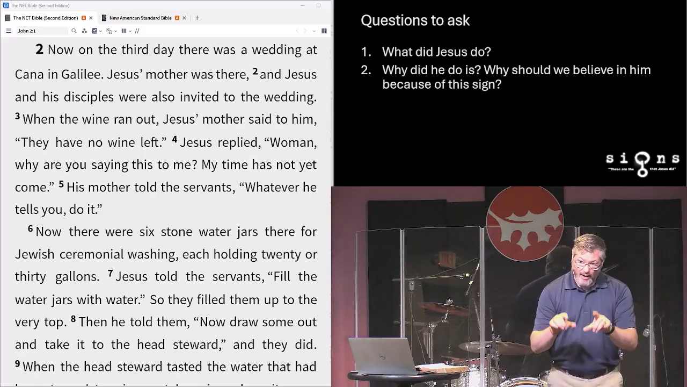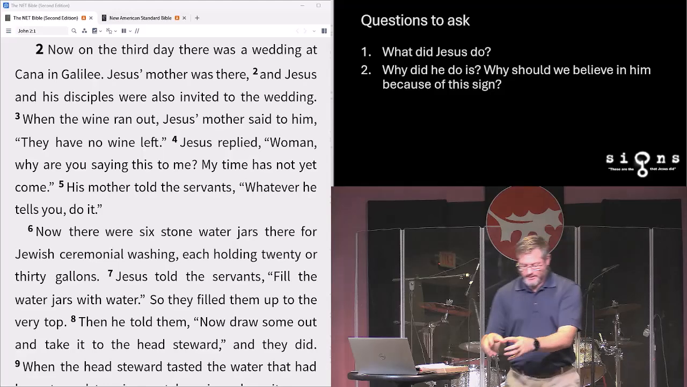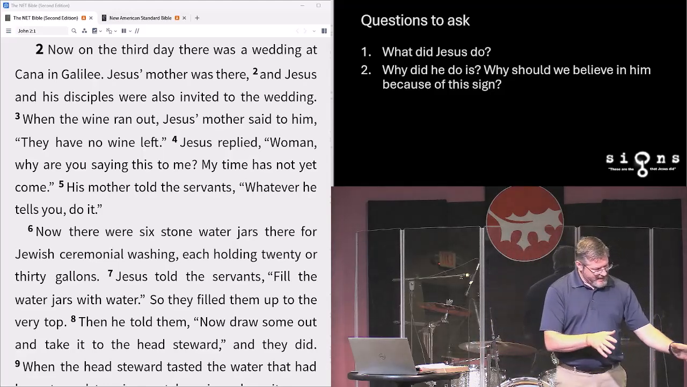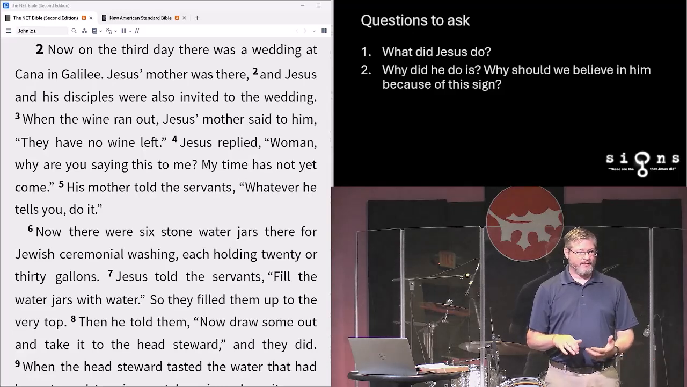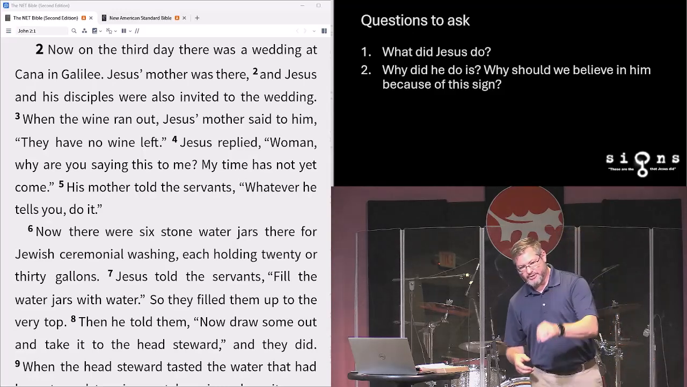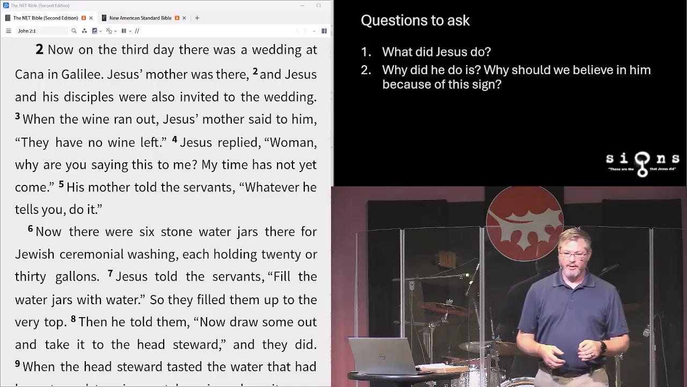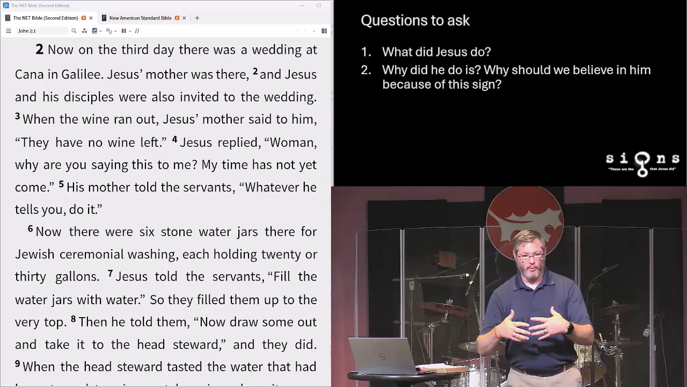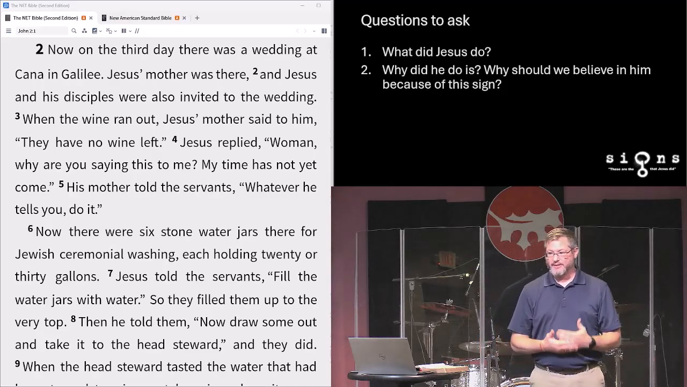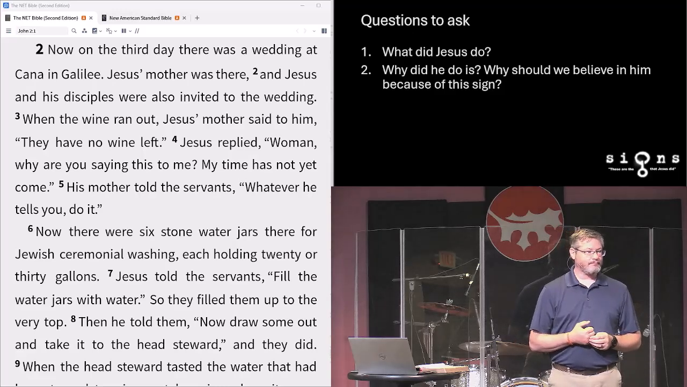But somehow, think about this. She was invited. Jesus was invited. His disciples were invited. Were friends, were family, whatever. They ran out of wine. And Jesus' mother, Mary, was the one who, I don't know if she was like in charge of catering or what was going on, but she was the one who decided, we've got to get this fixed, and Jesus is the one to do it.